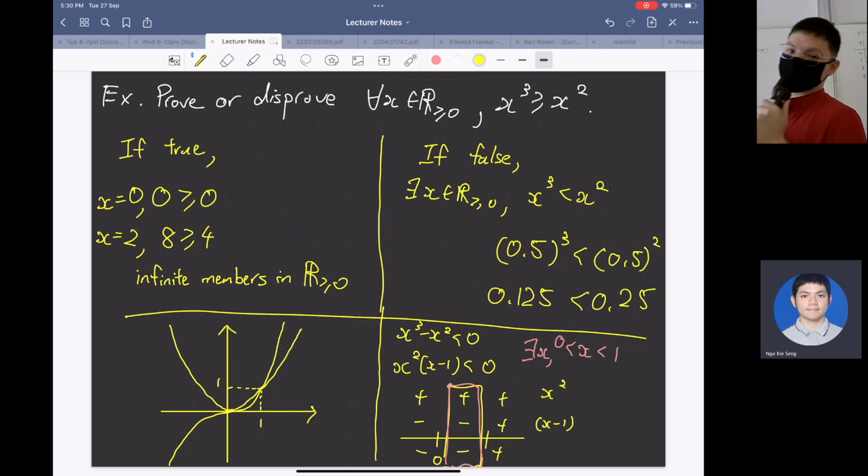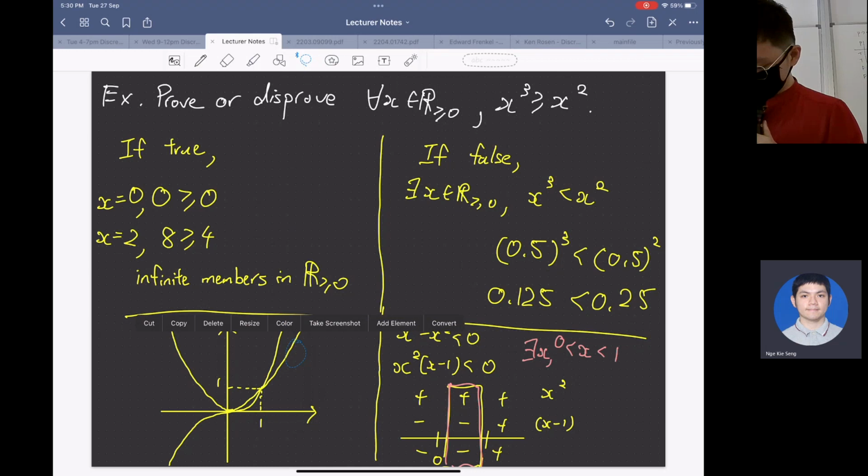I like geometry, I like algebra, so I like these two. Maybe I change the color to make it easier to recognize.